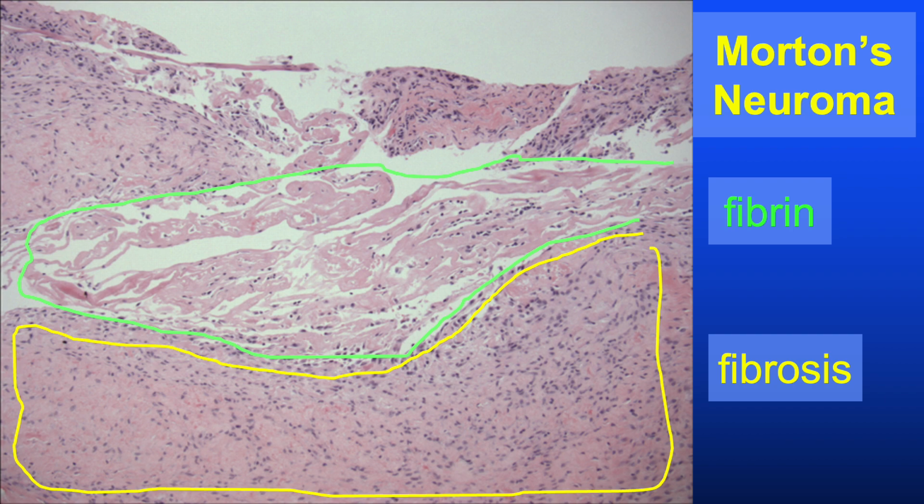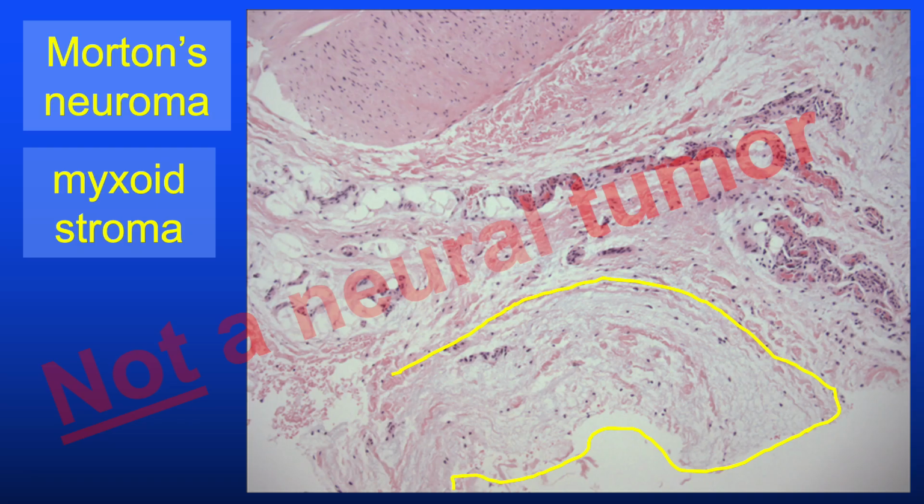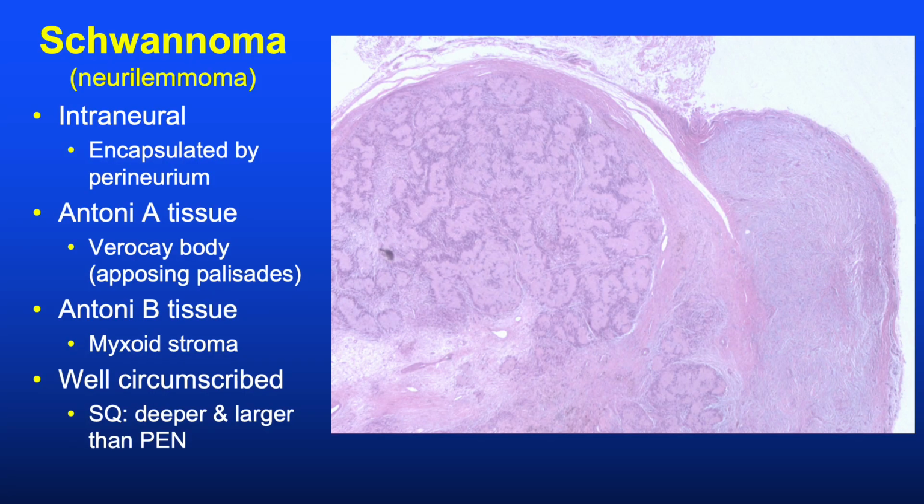Nonspecific degenerative changes. Morton's neuroma is not a neural neoplasm. In contrast, the Schwannoma is about as bona fide and de rigueur as you can get for a neural tumor. Similar to the PEN, these are very well circumscribed tumors, but in contrast, these arise in the subcutis and are both larger and deeper than a palisaded encapsulated neuroma.